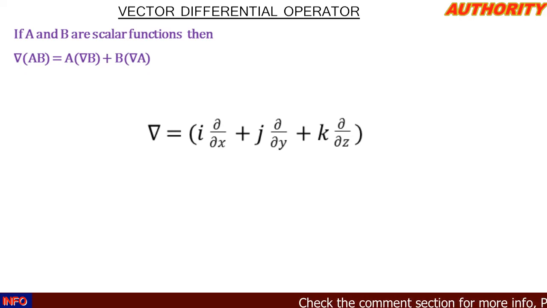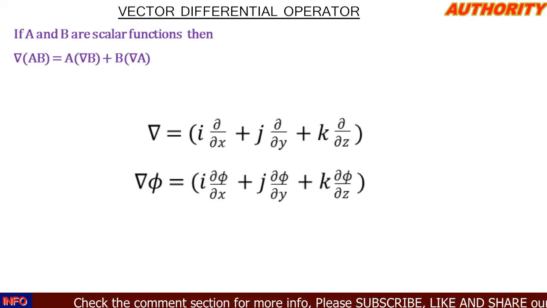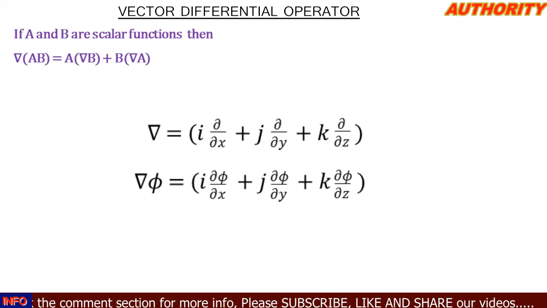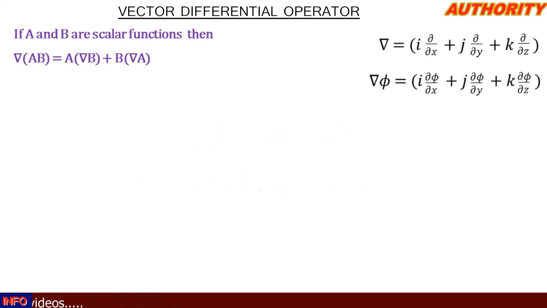For instance, let's assume that we have a scalar function phi. When we say grad phi or the gradient of phi, we are talking about the partial derivative of this phi with respect to x, y, z on i, j, k components. Now let's go. We have the gradient of AB is equal to A, the gradient of B, plus B, the gradient of A. We have to prove that the left-hand side is equal to the right-hand side.